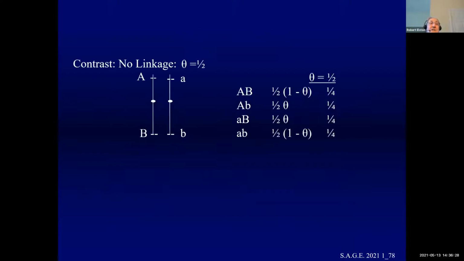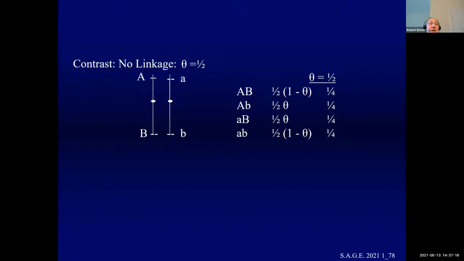Contrast the situation where there's no linkage. In other words, the recombination fraction theta is a half. That's what we're going to look at first. Now, if you look at this picture on the left, by the way, the two dots in the middle are the centromere. You'll notice that the A locus and the B locus are far away. So theta is equal to 1/2. So the probability you get a capital A, capital B haplotype being transmitted is 1/2 times the probability there's no recombination, which in this case is 1/2. So that probability is 1/4.